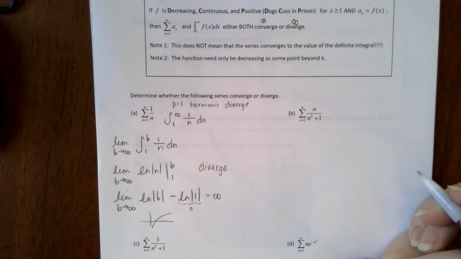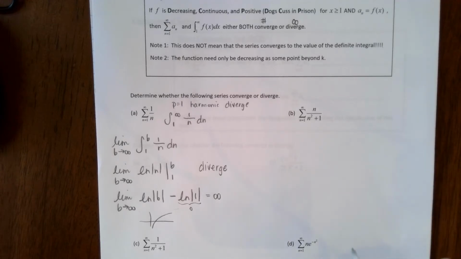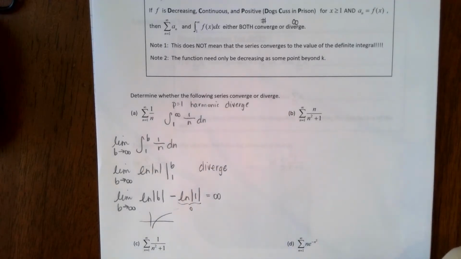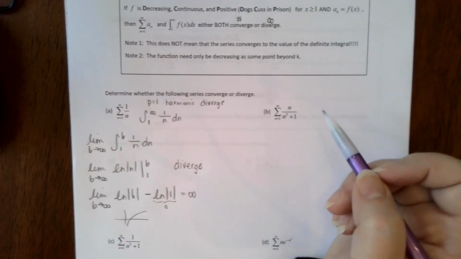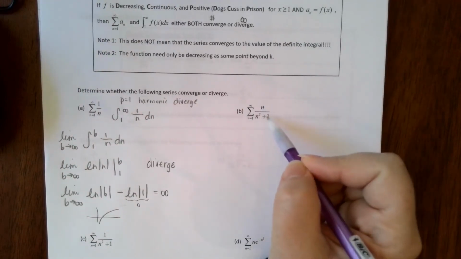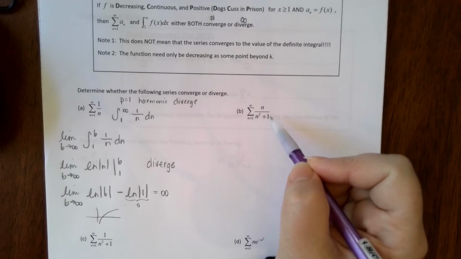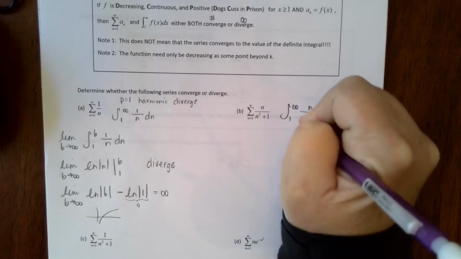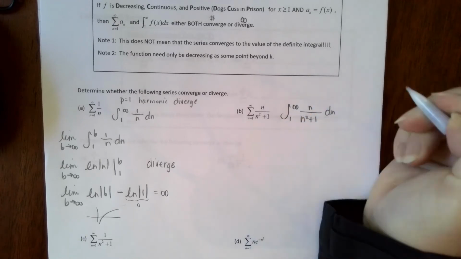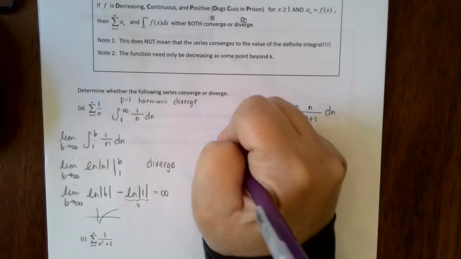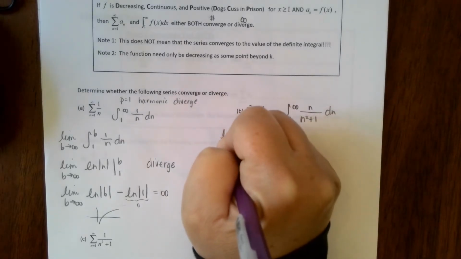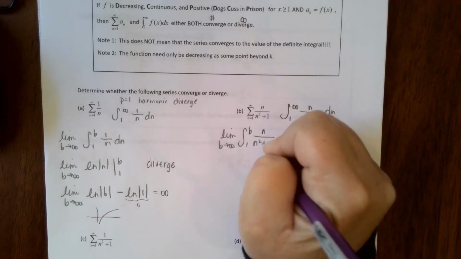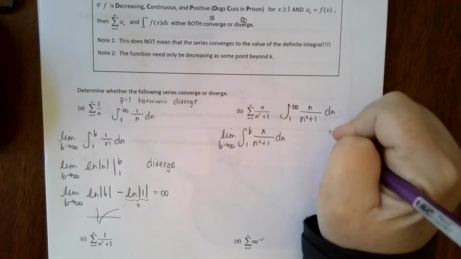Okay? But remember, if AP asks specifically for integral test, you have to do the integral from 1 to infinity. Okay? All right, let's look at B. So for part B, we've got n over n squared plus 1. So, got to integrate from 1 to infinity of n over n squared plus 1 dn. All right, so let's go ahead and write our equation. We have the limit as b approaches infinity of the integration from 1 to b of n over n squared plus 1 dn.